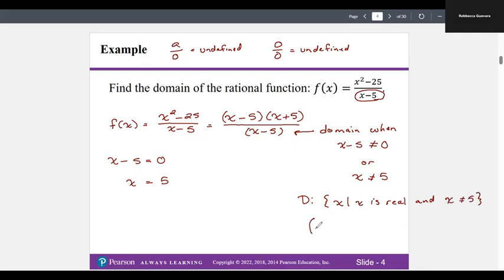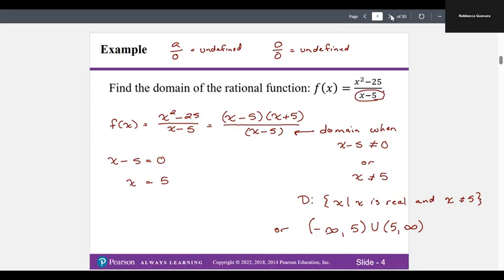Or we have the other notation, where we go from negative infinity, we hit every x value up to 5. We don't include 5 because we're skipping over it. And then we go to the other side of 5 and continue on to infinity.